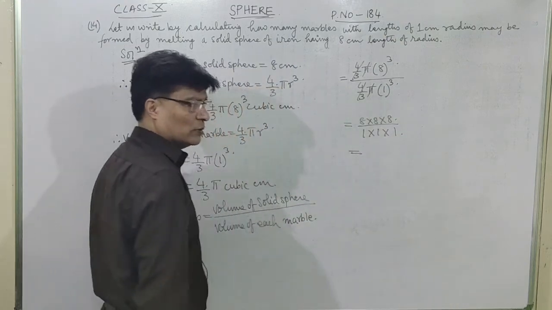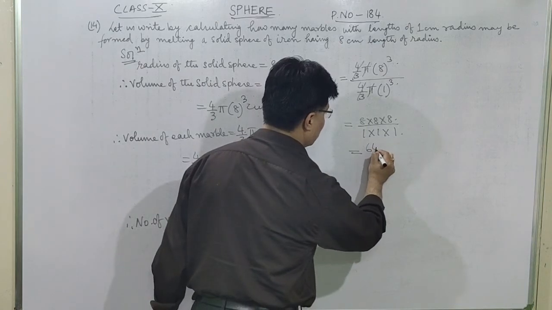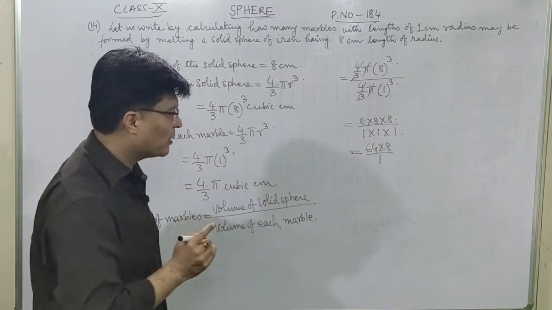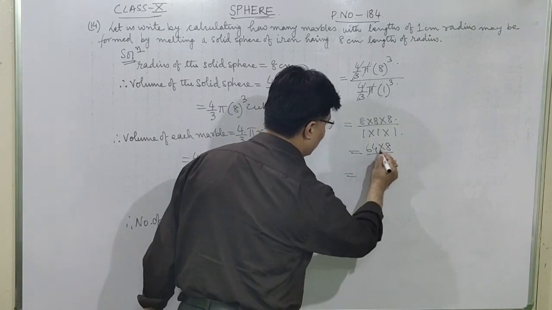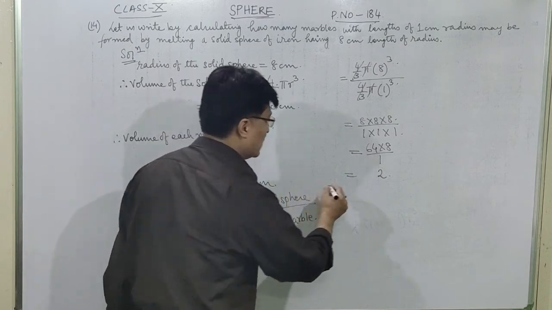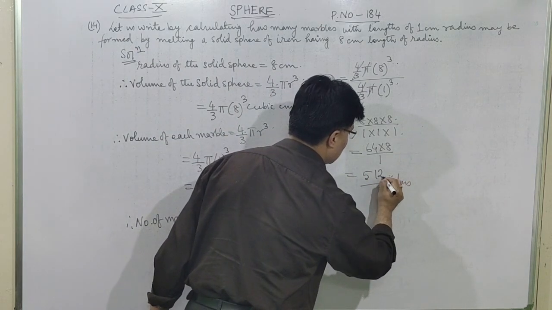So which is equal to, what is 8 into 8 into 8? You know that 8 8s are 64, into 8, divided by 1. If the denominator is 1, you don't have to write it. So 8 4s are 32, plus 3; 8 6s are 48, plus 3 is 51. So this is 512. So this is the answer.